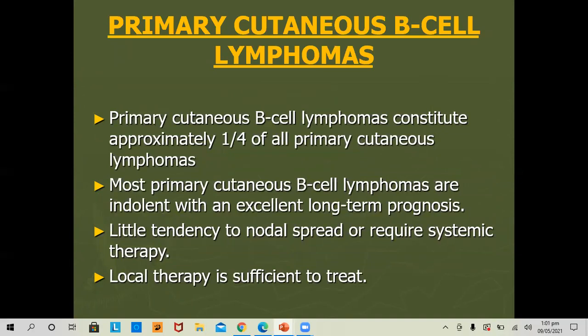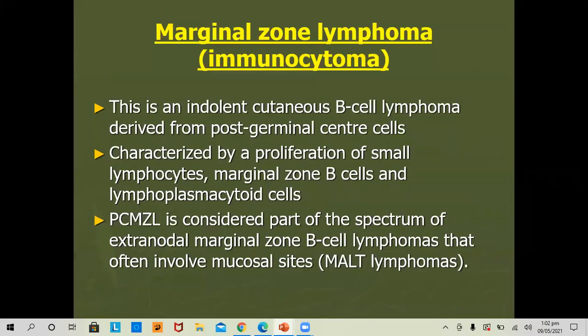So first we are going to discuss the primary cutaneous B-cell lymphomas. These are the lymphomas that involve skin as the primary organ, and they comprise 1/4 of all primary cutaneous lymphomas. Most primary cutaneous B-cell lymphomas are indolent, and they have excellent prognosis, little tendency to nodal spread, and rarely require systemic therapy for treatment. Usually local therapy is sufficient to treat the primary cutaneous B-cell lymphomas.